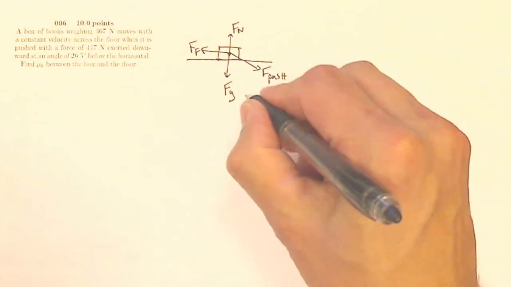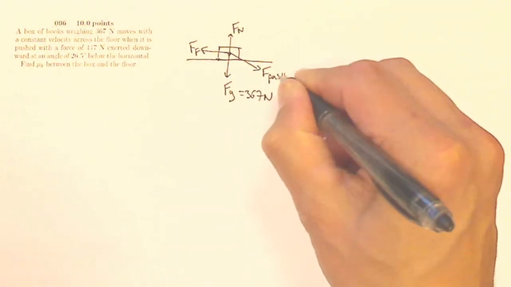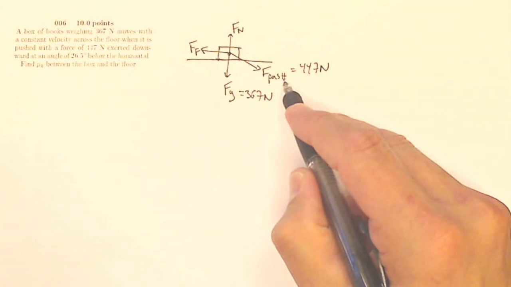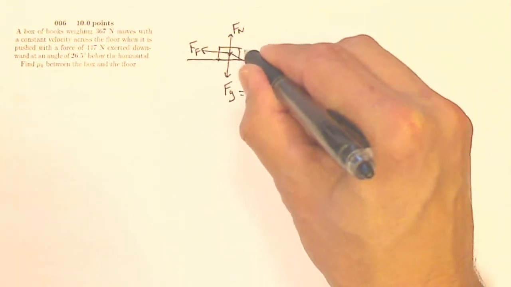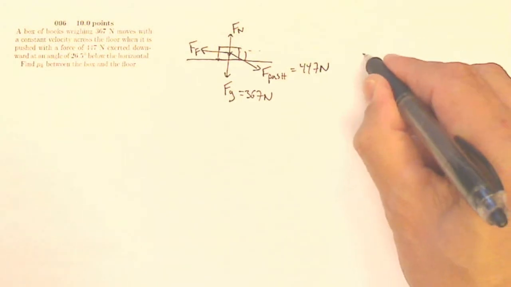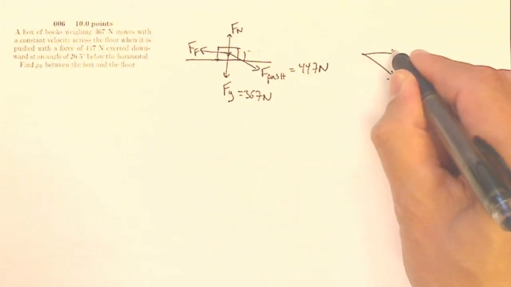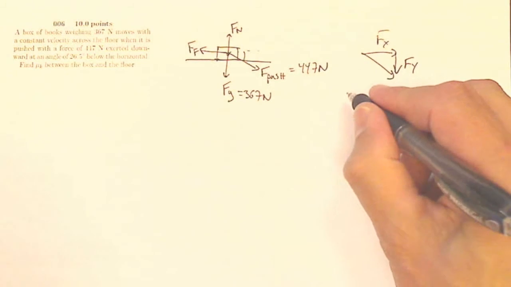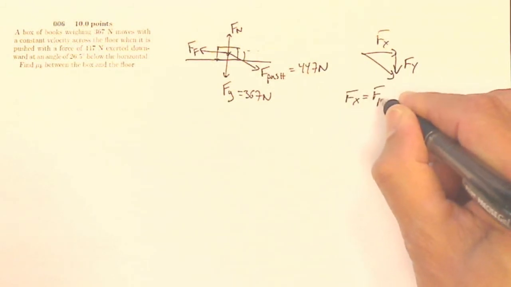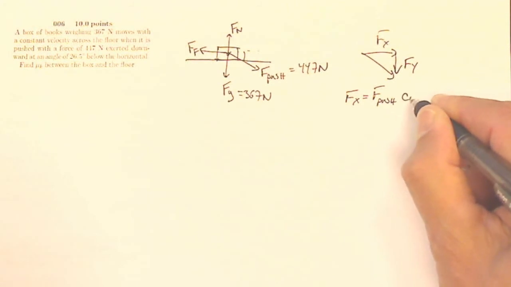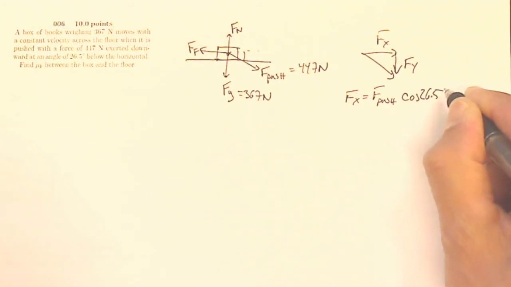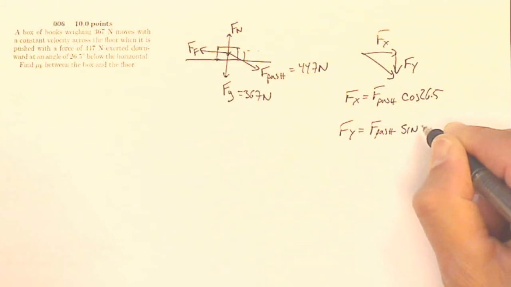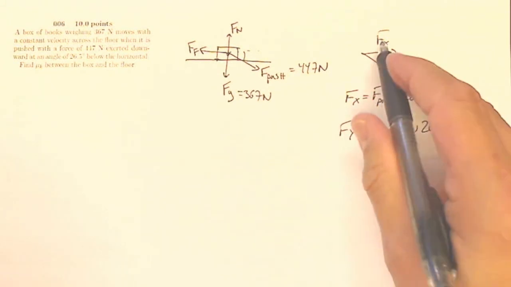The only thing I know is the force of gravity is 367 newtons, and my push force is 447 newtons. Now, the push force is my monster. I'm going to want to split that up, and this is 26.5 degrees, that theta. So I've got a push force here that is coming from a force in the x direction and a force in the y direction. So I can take my push force and say that my force in the x direction is going to be my F push times the cosine of 26.5, and my Fy is going to be my F push times the sine of 26.5. So now I know my Fx and my Fy.